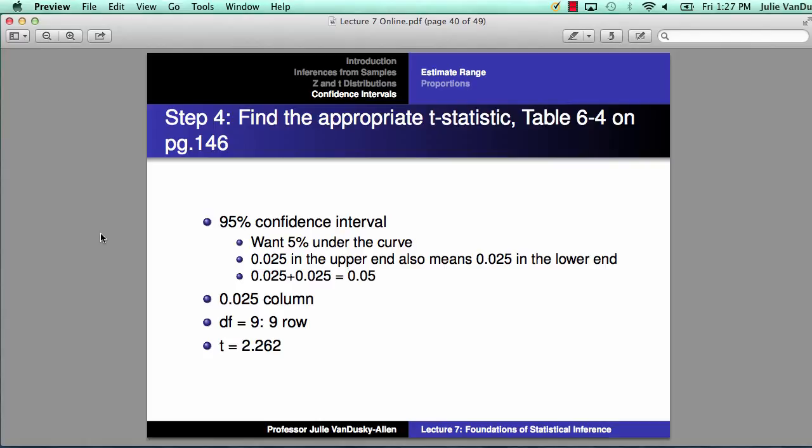Note, from this point forward, you will always be required to use the 0.025 column for confidence intervals. So you should just make a note somewhere to use the 0.025 column for confidence intervals.